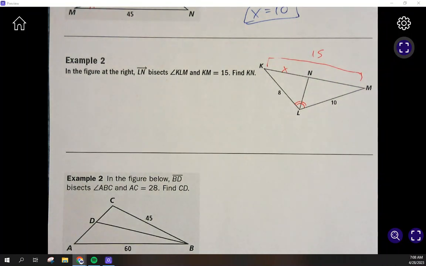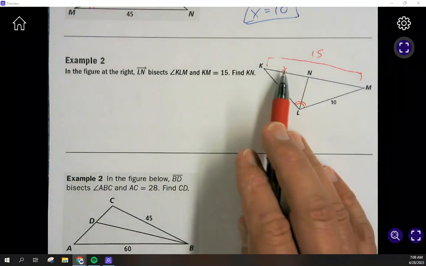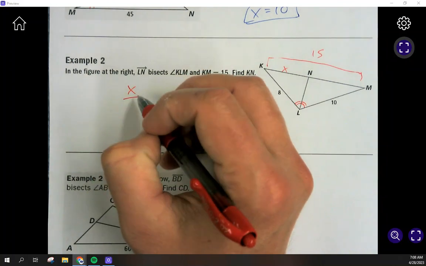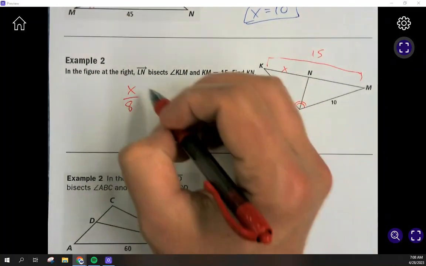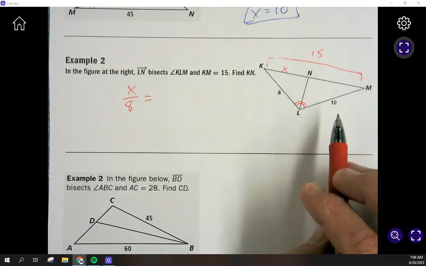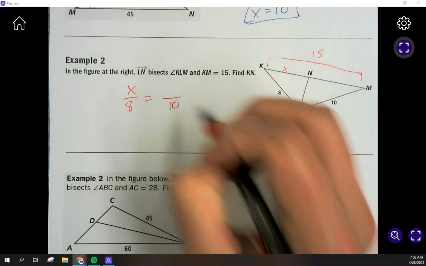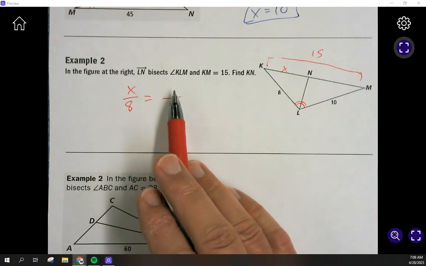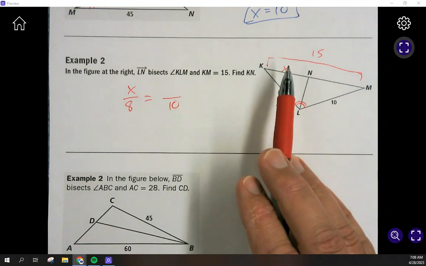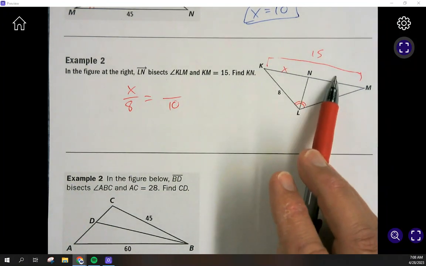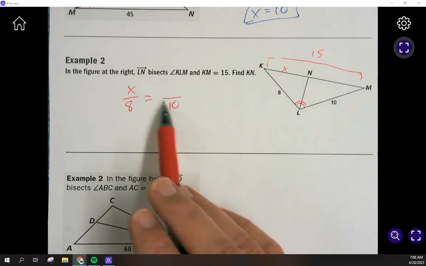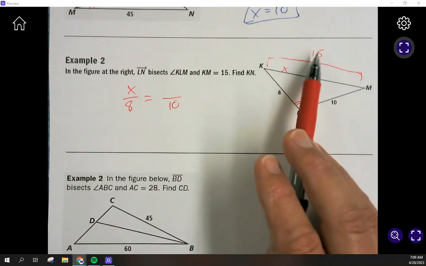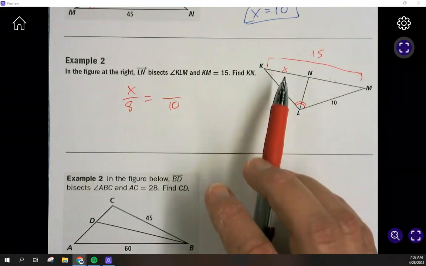All right, how are we going to set this up? Well, first of all, this side, we could just set it up like we see it. X over 8 equals this over 10. So the trick to this question is, what are we going to call this? So we called this X. What are we going to call this? We can't just call it Y or something else, because then we're not going to be able to get an answer here. So we have to use the 15 to figure it out.